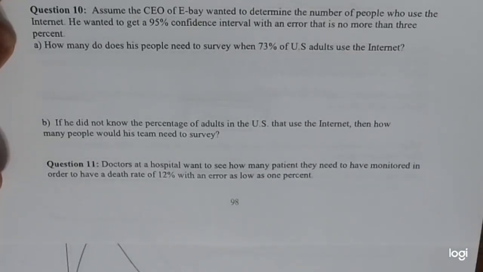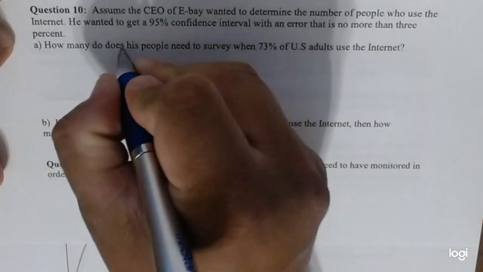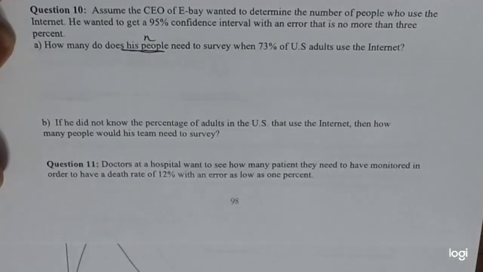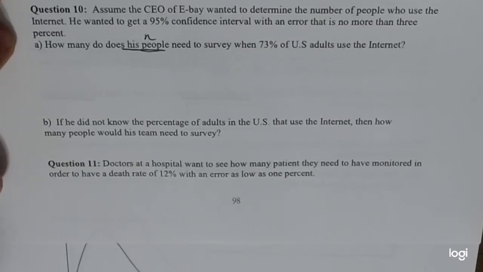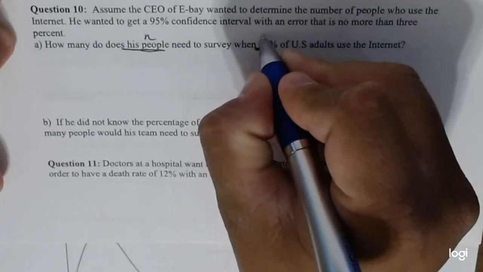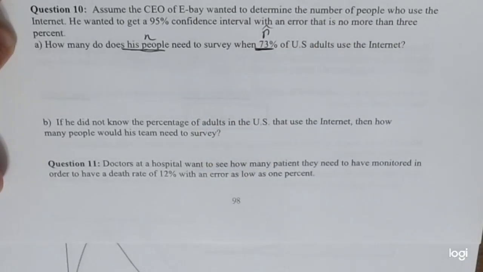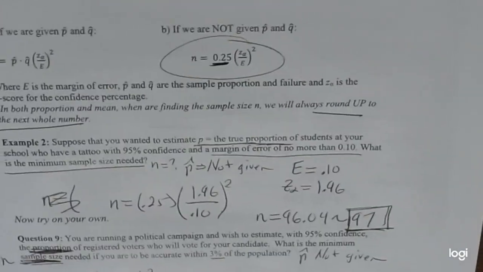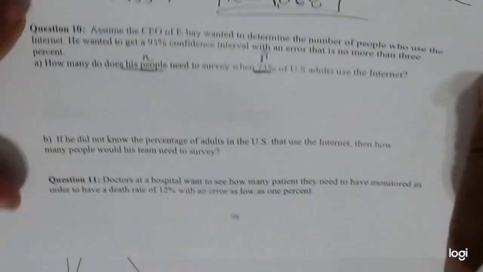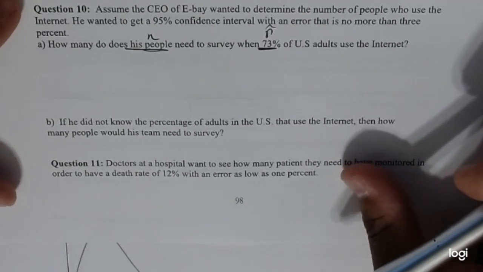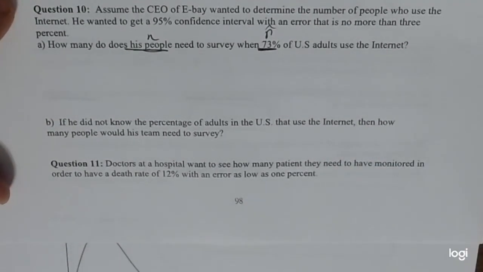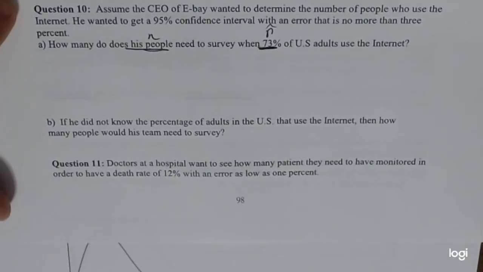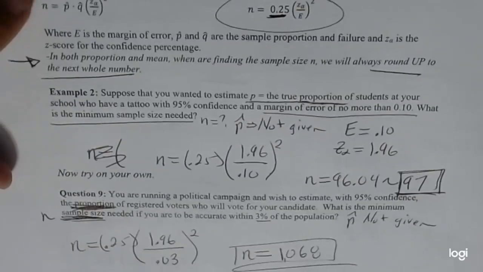So we want how many people, right? How many people is sample size, right? So are we dealing with mean or proportion? Well, they gave us a percentage, right? So that's proportion, p hat. So again, that goes back to one of these. Are we given it or not? Since we want the people who use the internet, are we given the percentage of people who use the internet? Yeah, right, 73%. So this one p hat is given. So we're going to be using the first equation we have there.